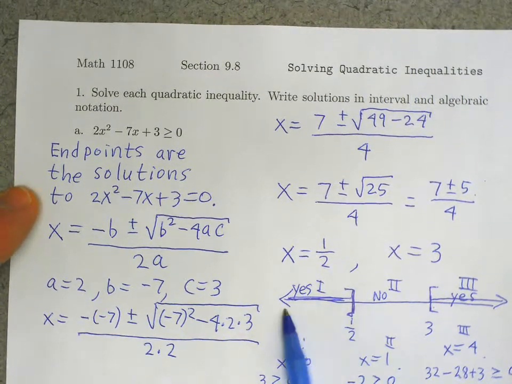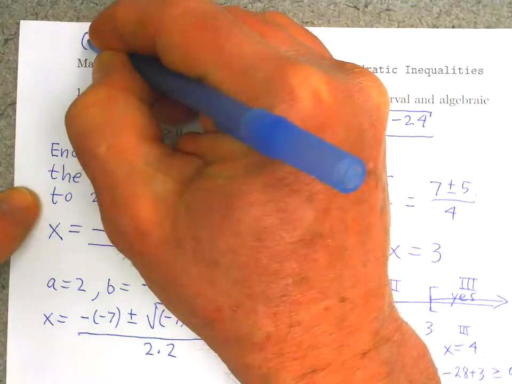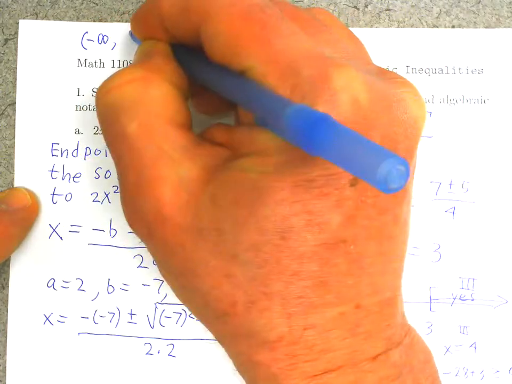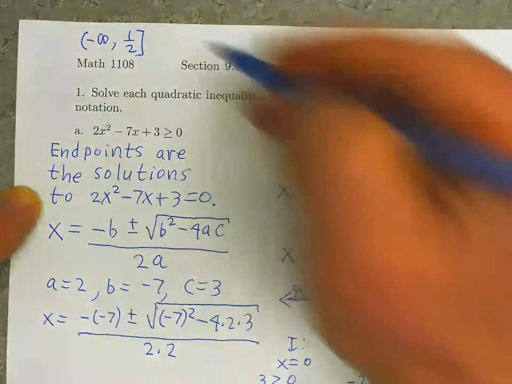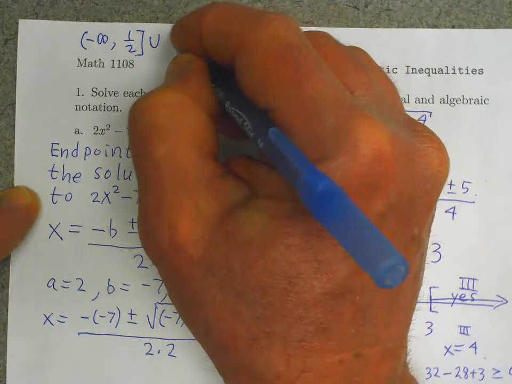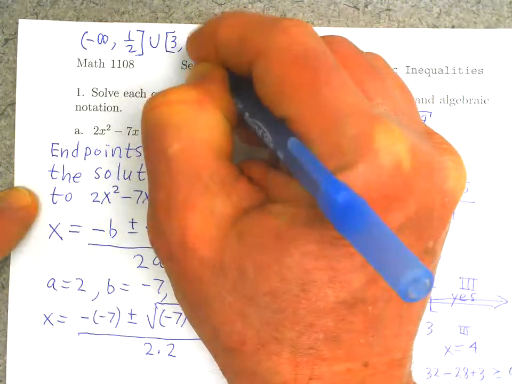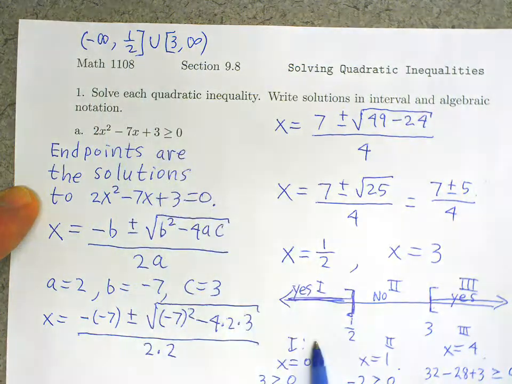So this part of the number line from -infinity up to 1/2, including 1/2, in interval notation, that's parenthesis -infinity, comma, 1/2 bracket. And then we use the union symbol. And then this part of the number line from 3 to infinity, including 3, we put a bracket 3, comma, infinity. Okay, so this is the interval notation for the solution.